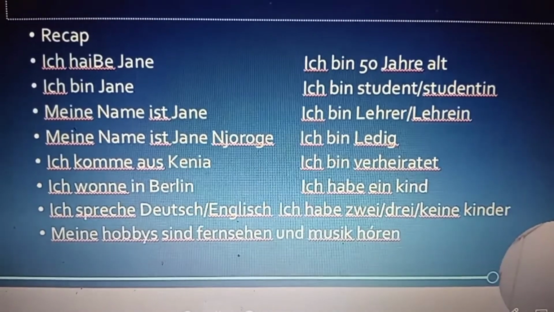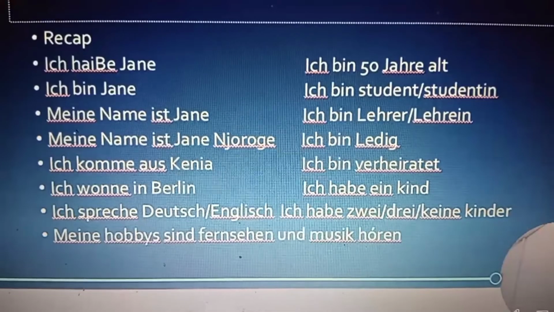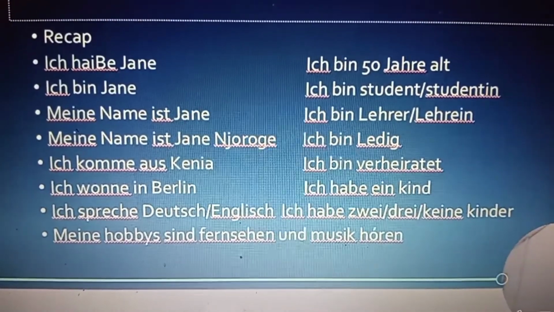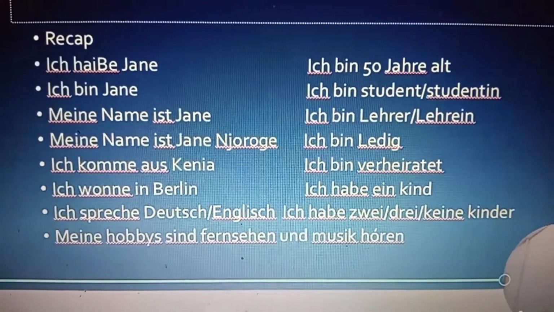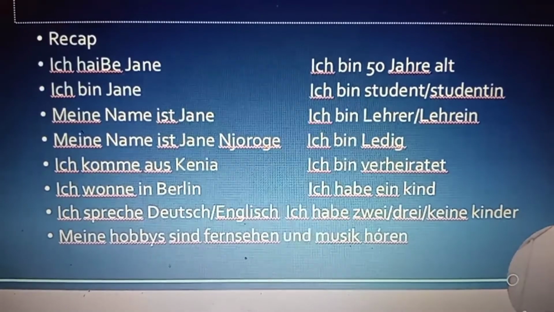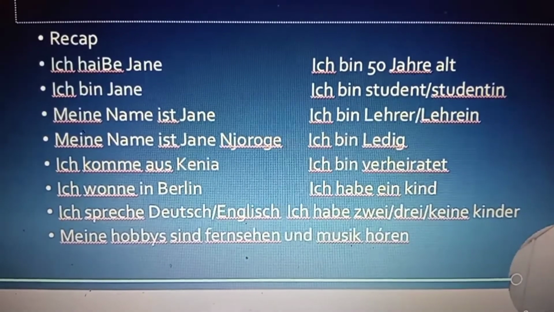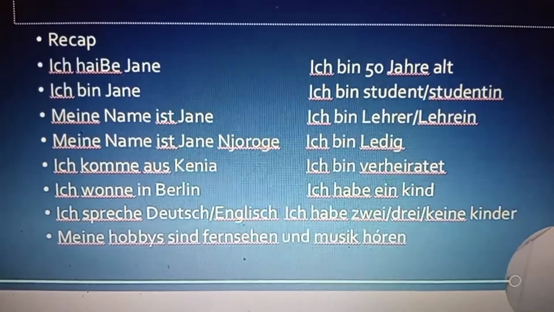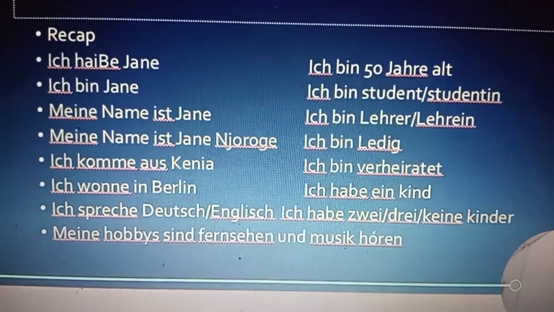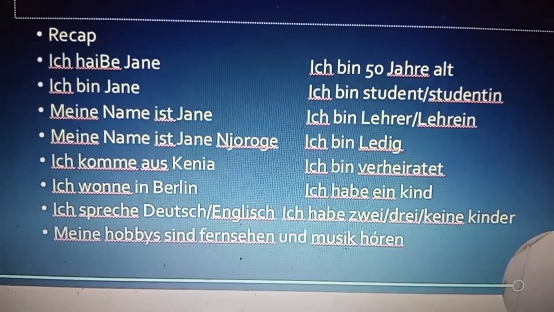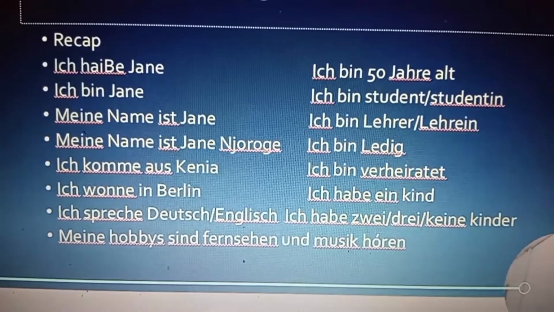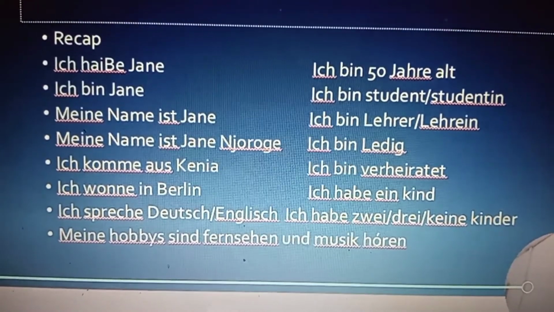Ich heiße Jane. Ich bin Jane. Mein Name ist Jane. Mein Name ist Jane Joroge. Ich komme aus Kenia. Ich wohne in Berlin. Ich spreche Deutsch und Englisch. Ich bin 50 Jahre alt.